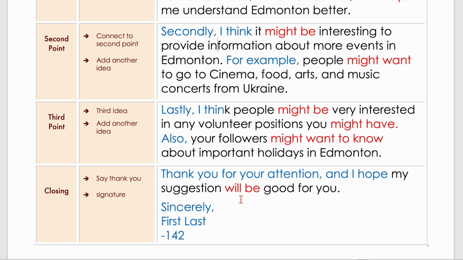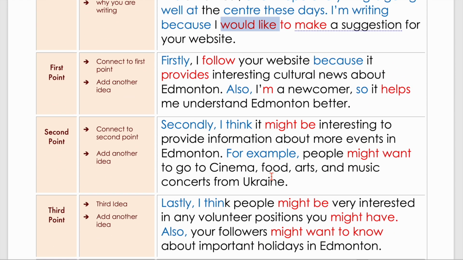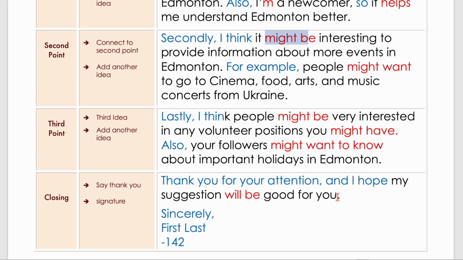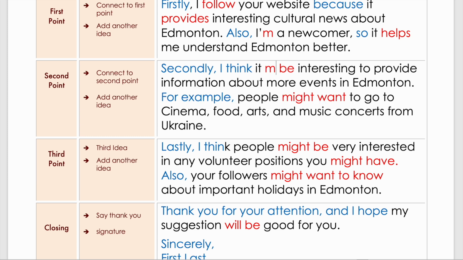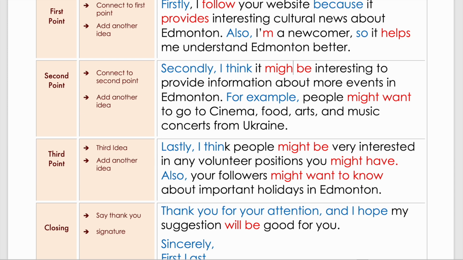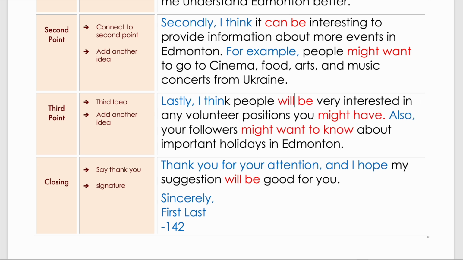Now for 6, we need more words, 140 is good. And we need a little bit higher grammar, like would like to. That's what we were practicing, might be. We used might a lot here, that's okay. But we can use will be and can be. For example, here, instead of might, let's use can be. When we mix our grammar, it increases our score. Can be. Let's put in here will. So you see, can, will, might. Those are good modals to use, okay?